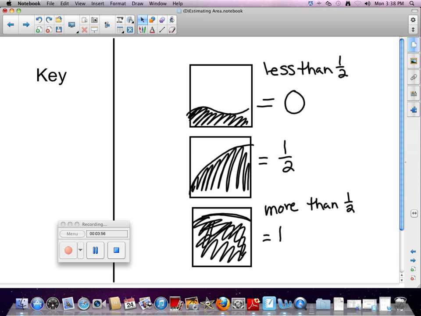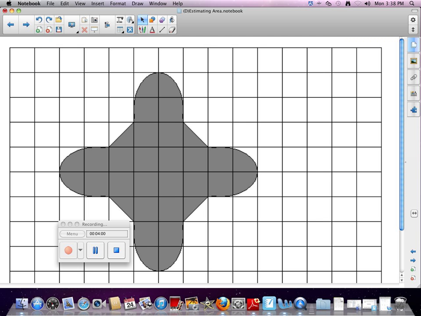All right, so let's take a look at one. Now that we have our key made, here's the shape. Again, we are filling in each of the squares. My recommendation to you is to fill in the full squares first. So I would go through and start counting. That will be 1, that's 1, that's 1, 1, 1, 1, 1, 1, 1. Okay, now I have to make some decisions. Will this box up here be more than 1/2, 1/2, or a full?